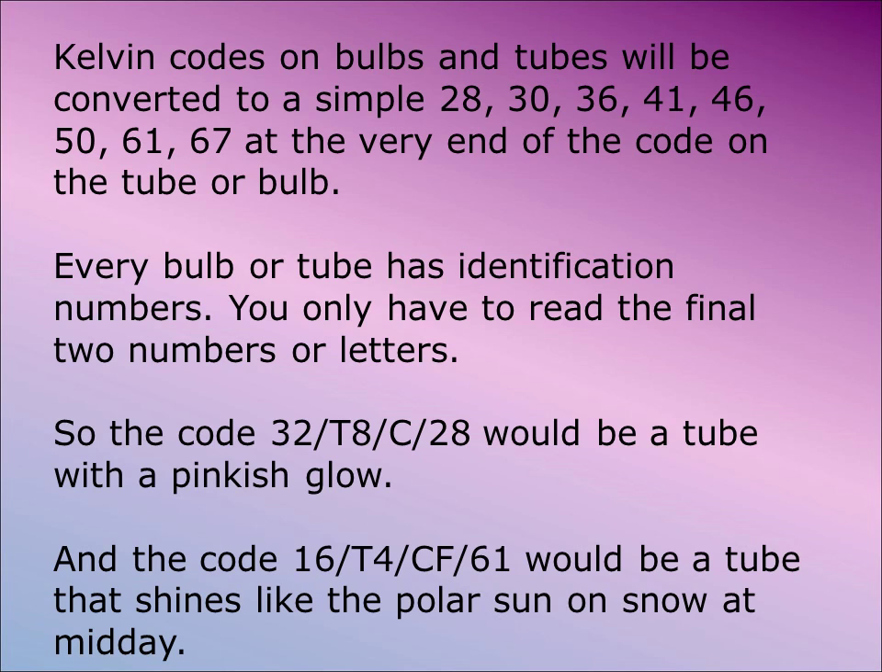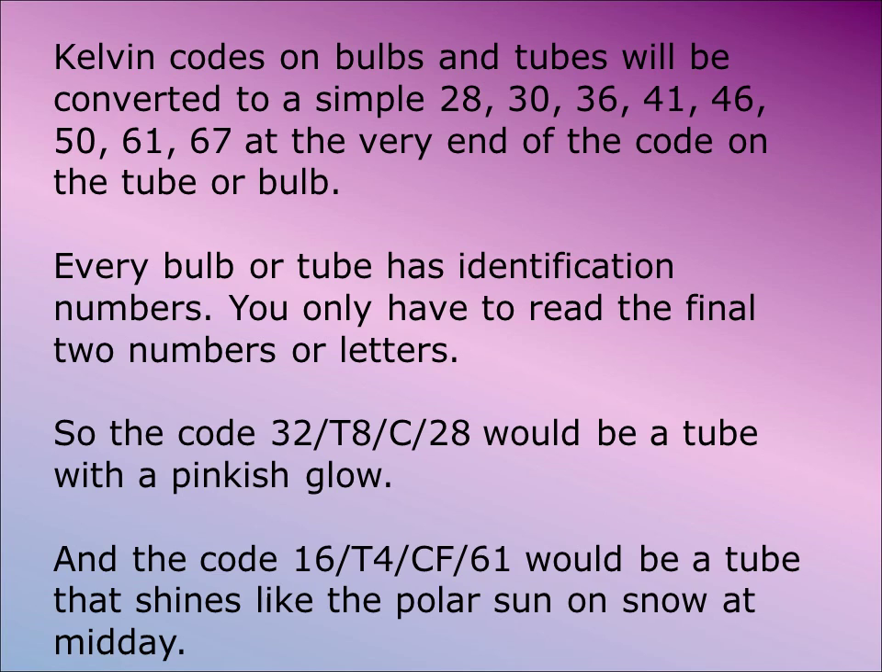And the rest are numbers that have too much blue. And these will be the very last numbers on the code. So if you find a code that says something like 32/T8/C/28, we want to focus on that 28, that very last number. And that's going to tell us what the color range is. We know 28 is the red-pink range, and that's right where we want it, because our eyes will be working 2 trillion times slower than they would if we picked a light that was in the blue range.